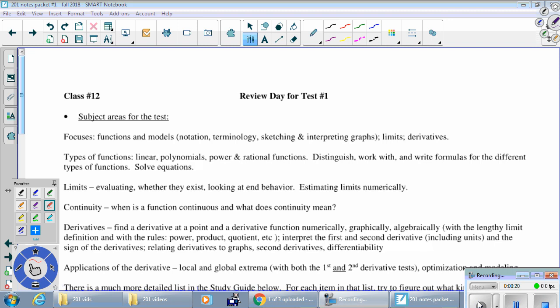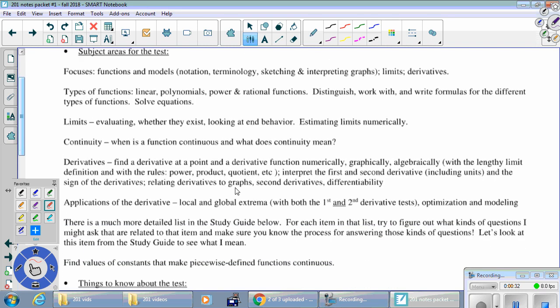Subject areas for the test. The focuses are functions and models, notation, terminology, sketching and interpreting graphs, as well as limits, and of course, our newest best friend, derivatives. The types of functions that we reviewed this semester included linear, polynomial, power, and rational. For each of those, I'd like you to be able to distinguish, work with, and write formulas for. I also want you to be able to solve equations in different formats.